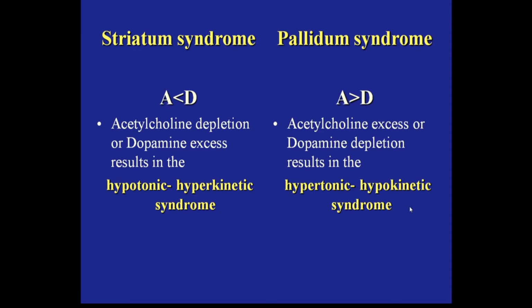When they are not in balance, we have different syndromes, striatum syndrome and pallidum syndrome. When the concentration of acetylcholine is less than the functional concentration of dopamine, acetylcholine depletion or dopamine excess results in hypotonic, hyperkinetic syndrome or striatum syndrome, hypotonic, hyperkinetic. In case of pallidum syndrome, acetylcholine excess or dopamine depletion results in the vice versa, hypertonic, hypokinetic syndrome or pallidum syndrome.